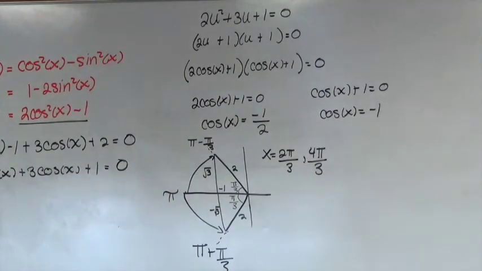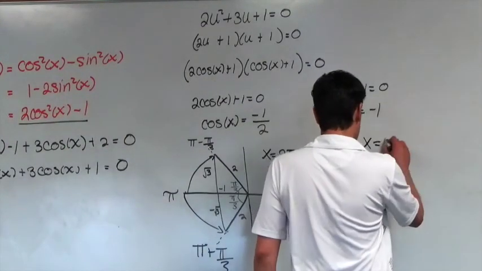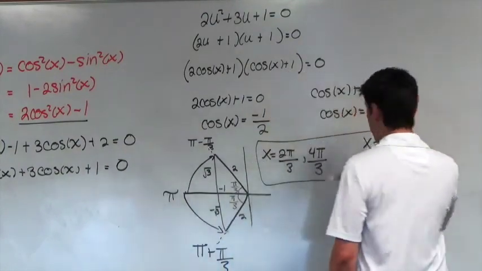Cosine x equals -1. There's no triangle for that. You need to use the graph. Here's cosine. Cosine we see is -1 at pi. So from this one here, we get x equals pi. So we'd have 3 roots between 0 and 2 pi.